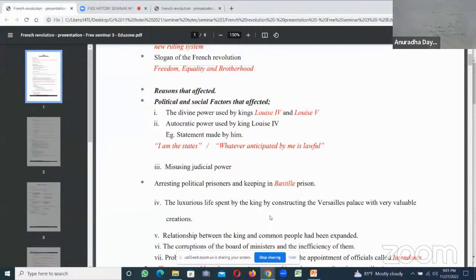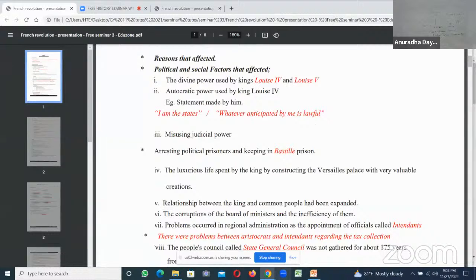So the relationship between the king and common people had been expanded. So that means he was not responsible to the people. People cannot enter the palace. People had to ask about the king from the nobles. Only nobles and priests were allowed to come to the palace. Priests and the nobles were creating a totally wrong picture about the king to the people, and a totally wrong picture about the people to the king.